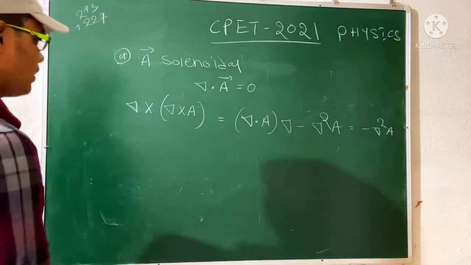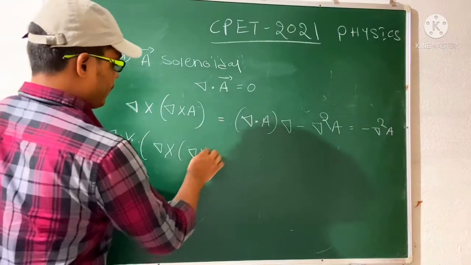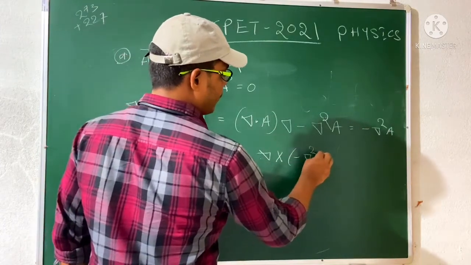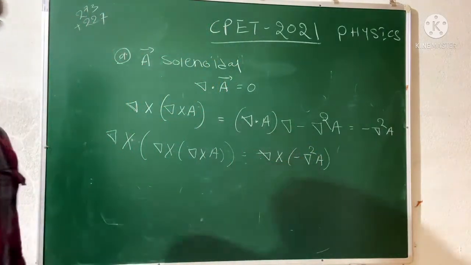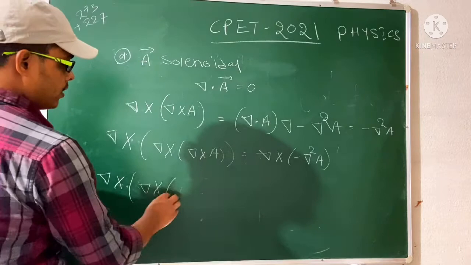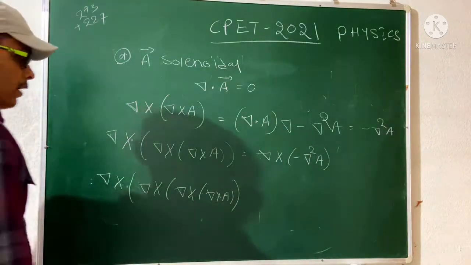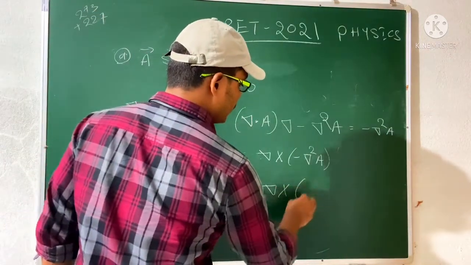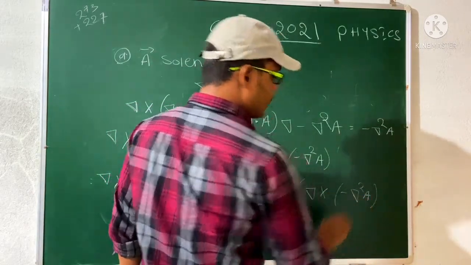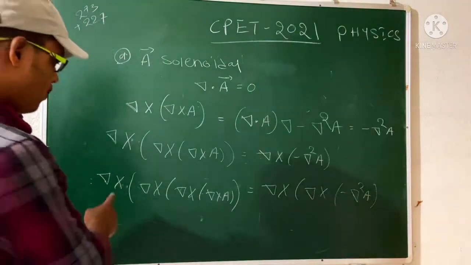Now we will go to the second case. Now we will multiply del cross A, right? So what will that give you? That will give you del cross minus del cross A. Okay, so let's leave it here. Now do del cross A. So that will give you del cross minus del square A. Okay, so this one will give you finally, 1, 2, 3, 4.